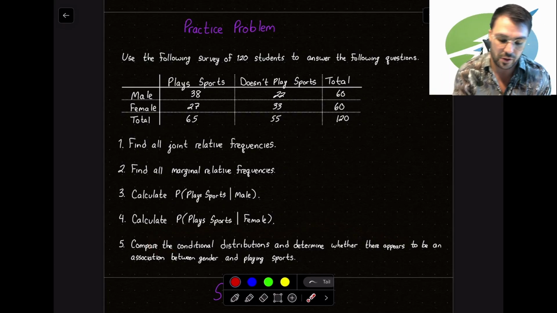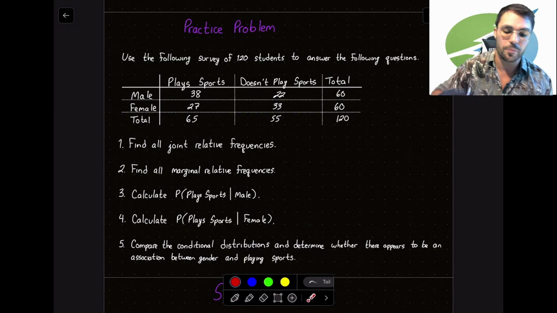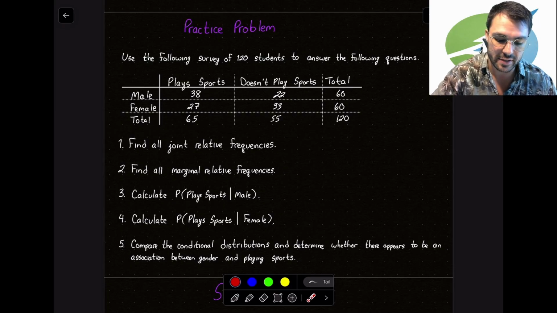Question 5 I like being thrown in here because it kind of encompasses why we are even talking about this information. We're looking to see what we can infer from the given data. Anywho, feel free to pause here and take a stab at these questions.